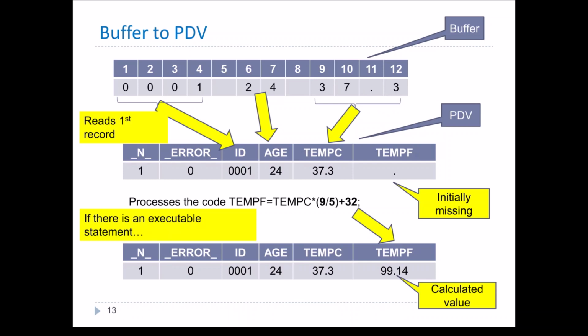Now temp_f, which it has noted that there's something out there called temp_f, but there's nothing in it yet, so it just leaves that as a missing value until it processes the next line, which is this calculation, where temp_f equal temp_c, etc. Now once it does that calculation, then it comes up with an answer and puts the answer in the temp_f location. So this is sort of the process of SAS reading your data, putting it through the PDV, and then processing it to fill out all the information in the PDV.